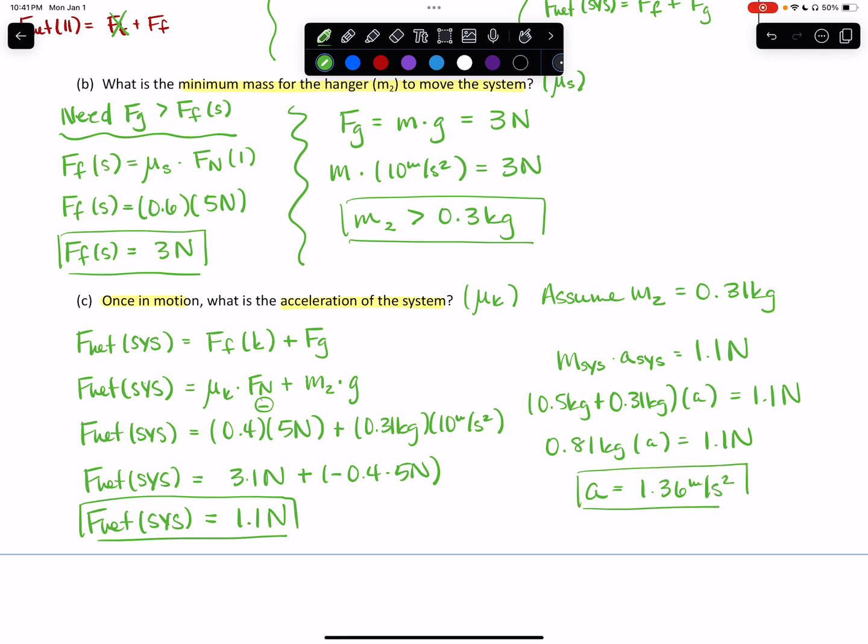Do not forget that this mass is of the system. So you have to take both masses and add them together. Do not just do the 0.31 kilograms, the M2. You got to do both. And that will tell us the acceleration of our system. Okay, hope that is useful.